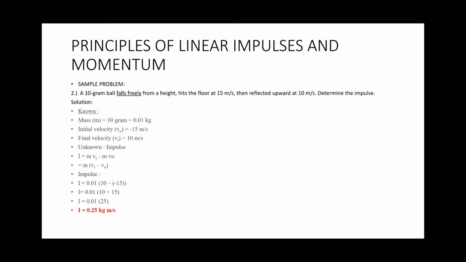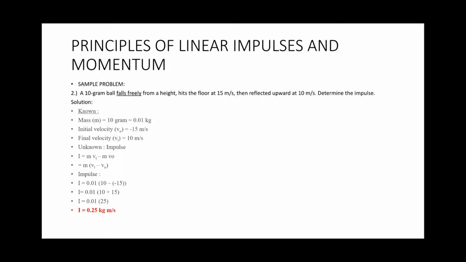Solution. We are given the mass, which is 10 grams or 0.01 kilograms, and an initial velocity of negative 15 meters per second. It is negative because it falls freely. Then a final velocity of 10 meters per second because it is reflected upward. For velocity, if it is downward, it is negative; for upward, it is positive.